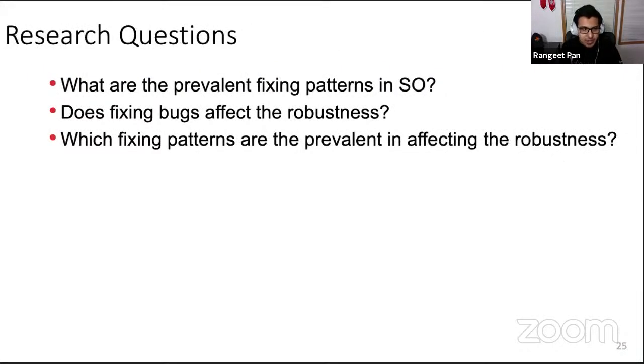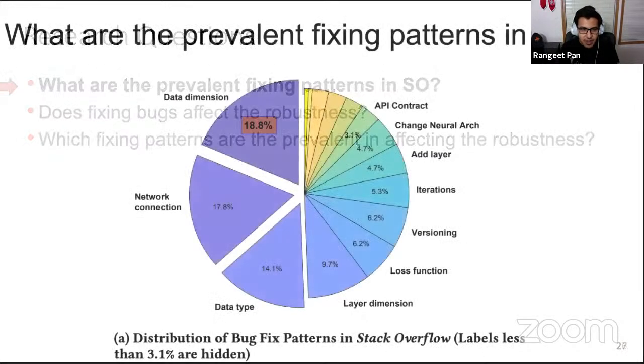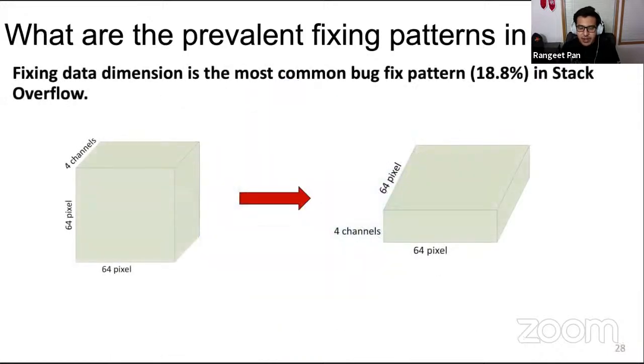In this presentation, I'll be talking about 3 research questions. The first one: what are the prevalent fixing patterns in Stack Overflow? This graph shows the different fixing patterns prevalent in Stack Overflow: data dimension, network connection, and data type. And for an example like a data dimension related fix, we can see the fix needs to modify the dimension from 64, 4 into 4, 64, 64, to reshape because the channel has changed.